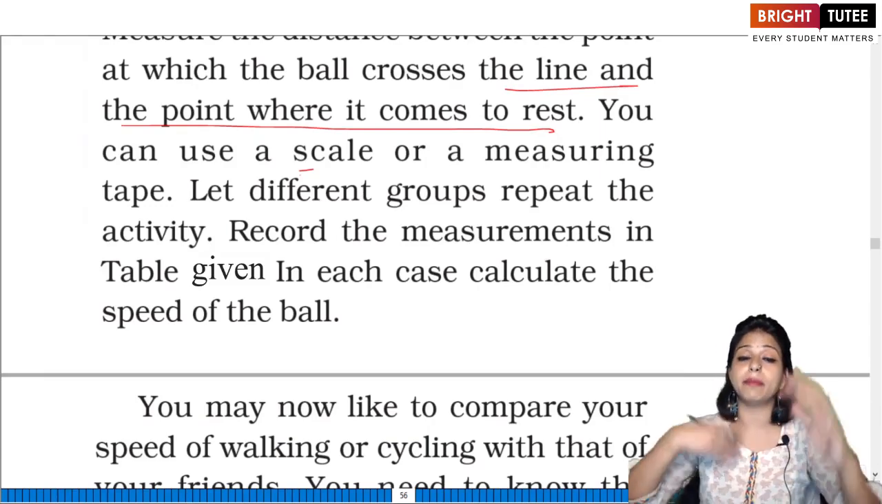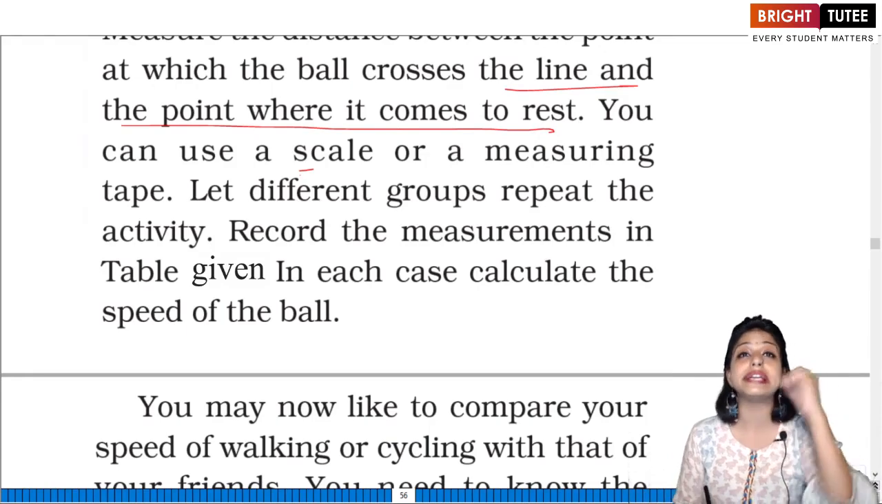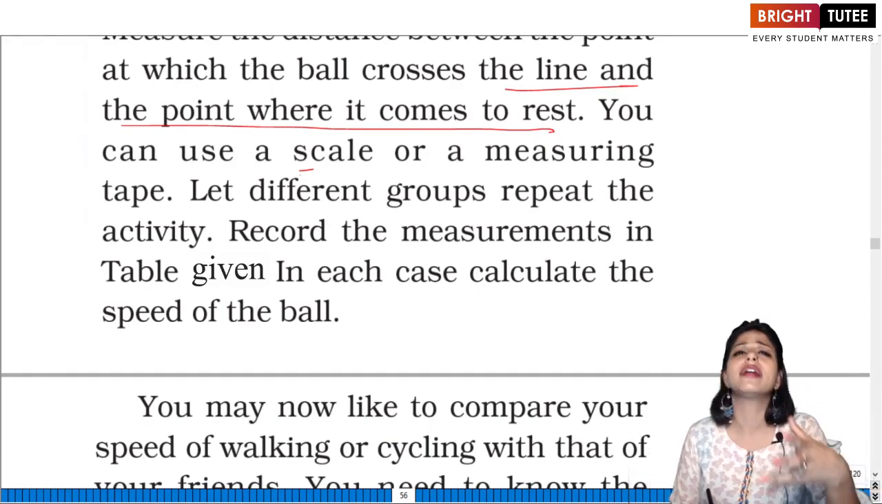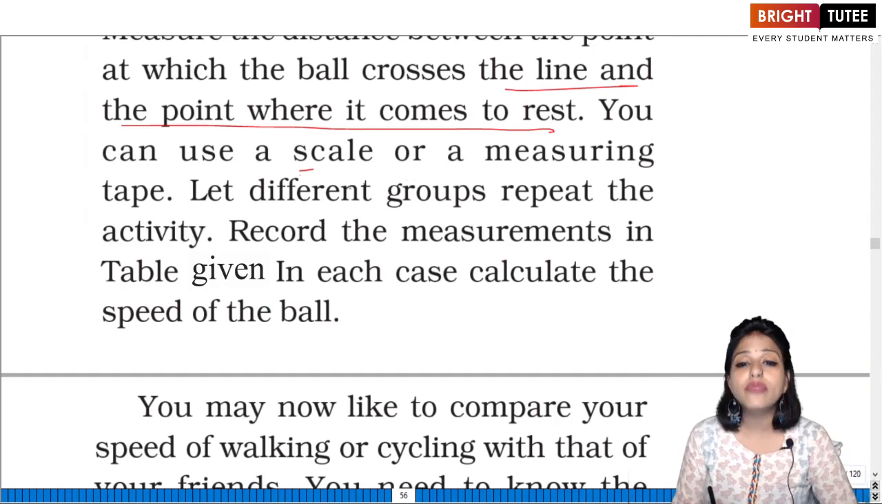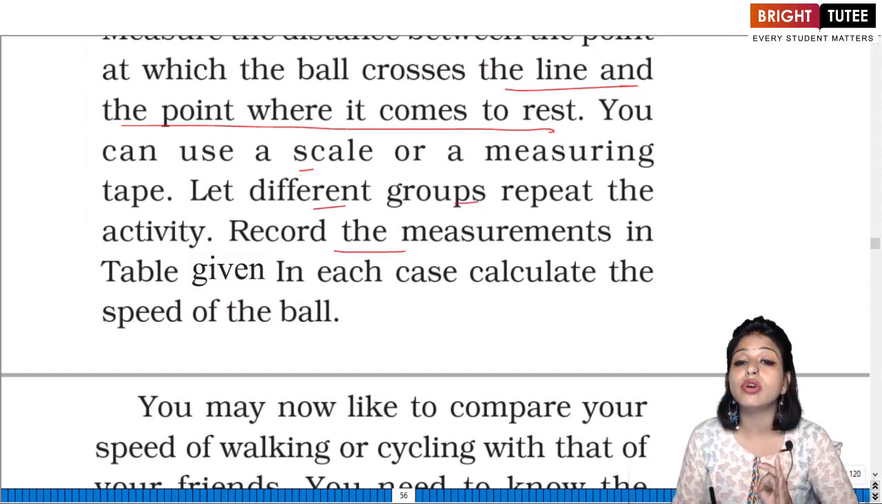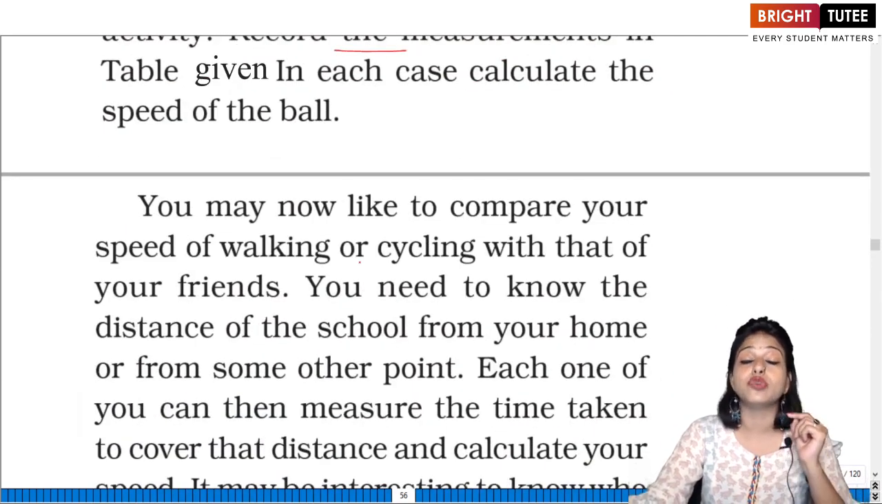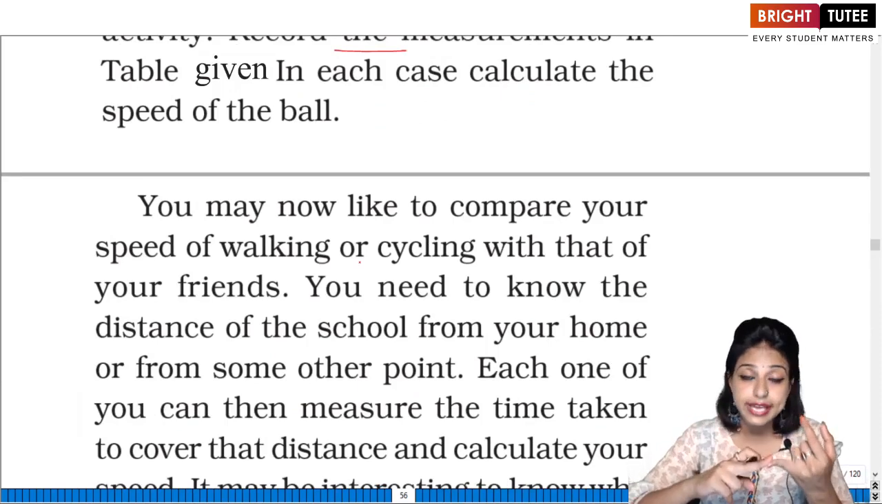Do the same experiment with different people. So let different people throw the ball at different rates. What do you mean? Somebody will push it harder, somebody will push it slower. So when you do this, different groups will repeat the activity and you need to record the measurement for each of the groups. Now for each of the groups, you have to calculate the speed.